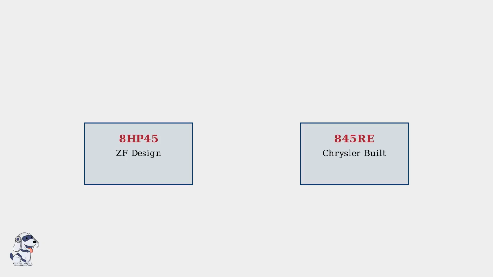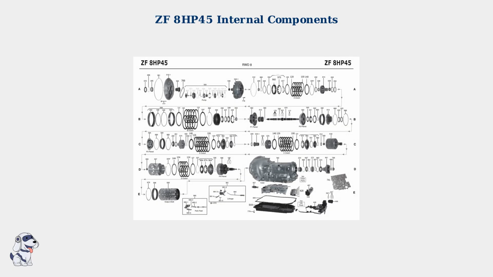The 8HP45 and 845RE are both sophisticated 8-speed automatic transmissions, but they have important differences that every Ram truck owner should understand. These are not simple mechanical devices. Let me show you the incredible complexity inside a modern 8-speed automatic transmission. Each transmission contains hundreds of precisely engineered components working together: planetary gears, clutch packs, valve bodies, and control systems.